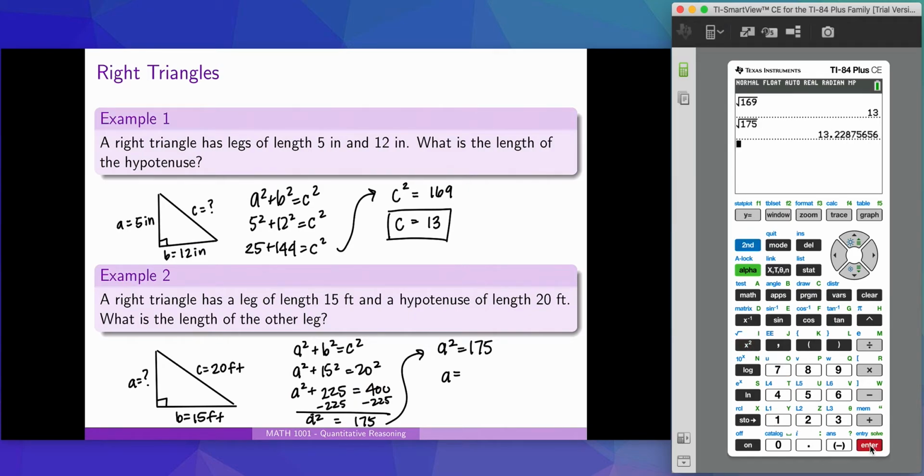This is an approximate answer, so I'm going to say a is approximately 13.2. I could also say a is the square root of 175. So this is my exact answer, and this is my approximation. And this one's approximate because I rounded it off.